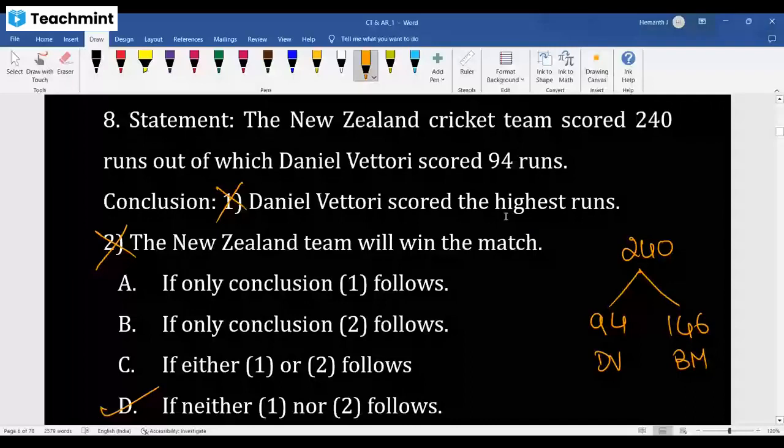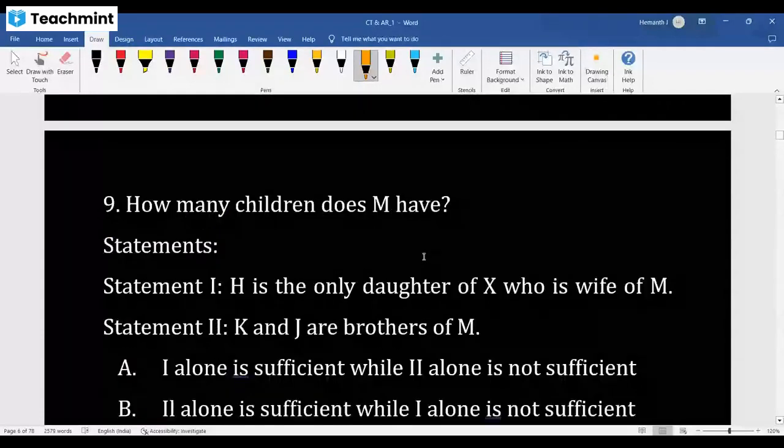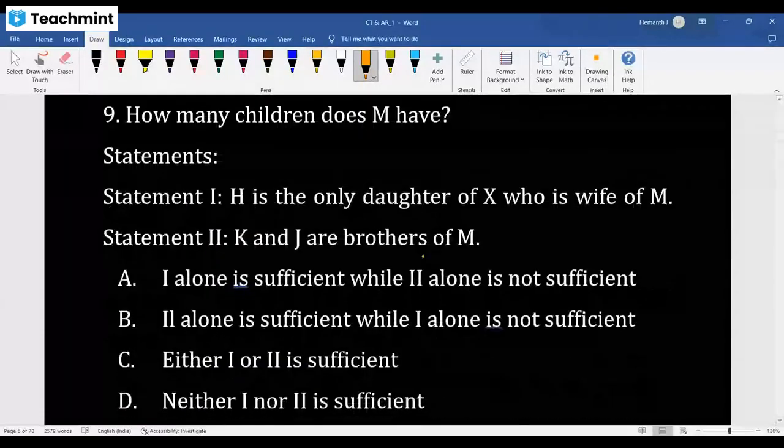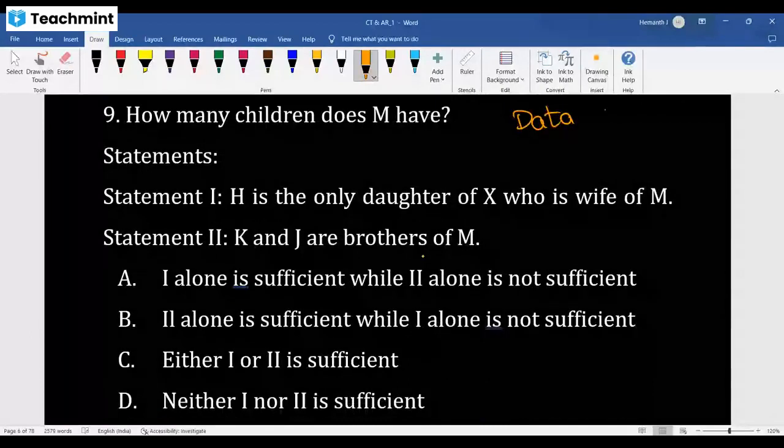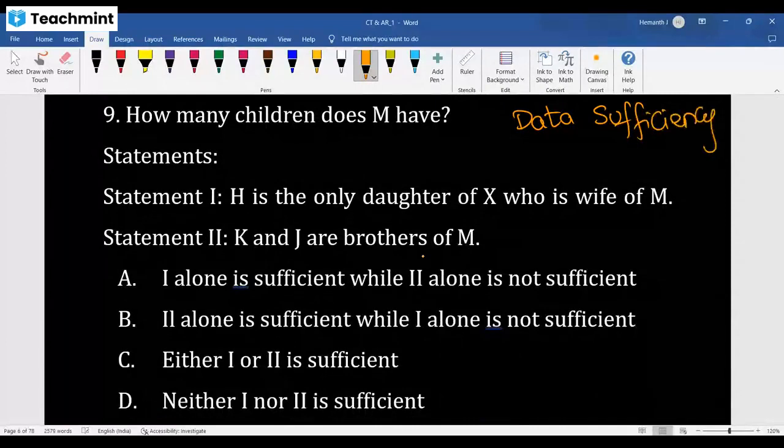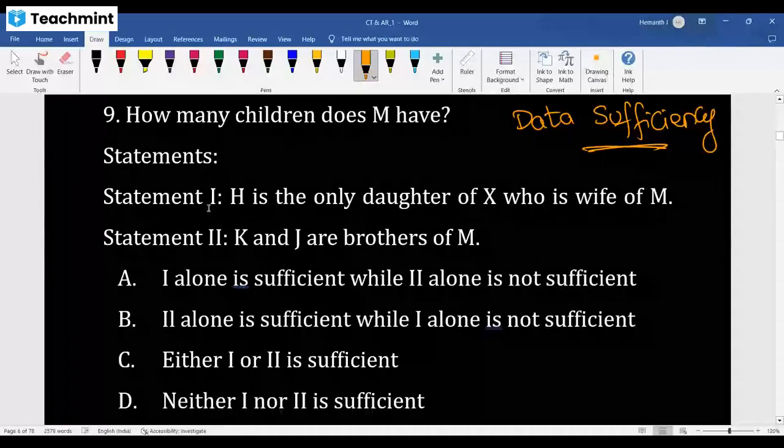This question was also shared in the PDF a couple of days before. Now, data sufficiency. I'm giving a CT and AR combination, both. This will come under CT. You people know that data sufficiency and the previous question, statements and conclusions, come under CT. I hope you are clear with that CT and AR differentiation, which comes under what.